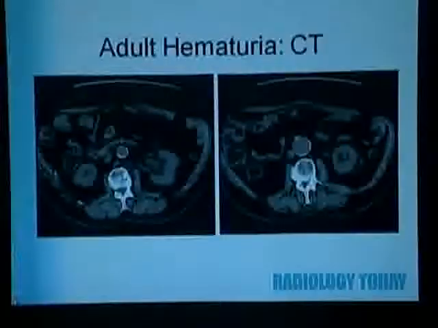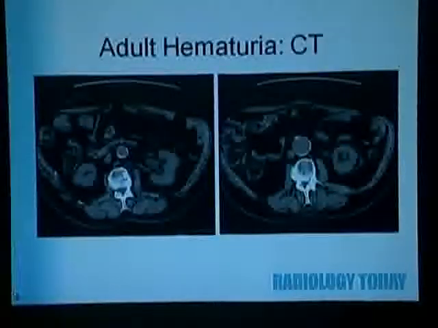And we do things that are very unique to this protocol, such as putting the patient prone. Okay? And the reason we do that is so that any dependent calculus within the bladder would fall away from the UVJ and not be confused with the UVJ calculus.